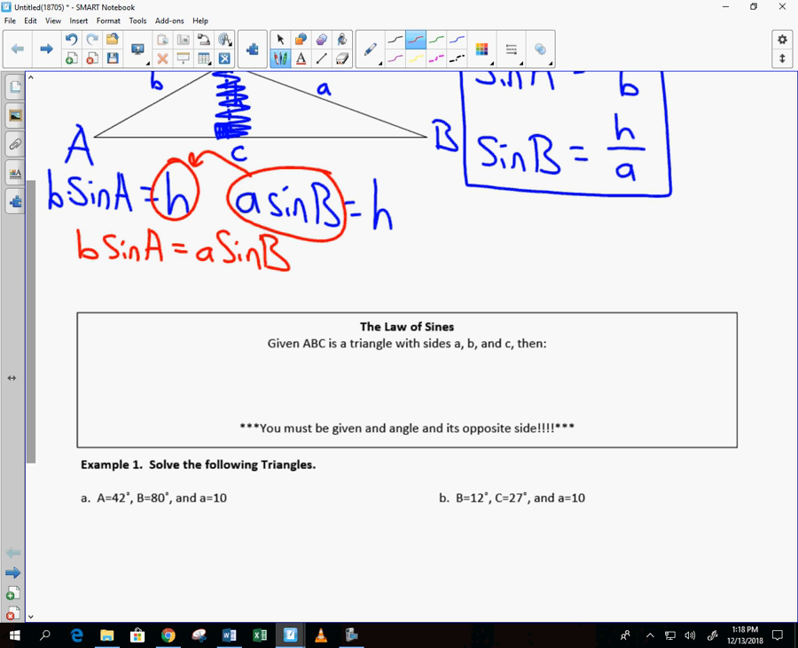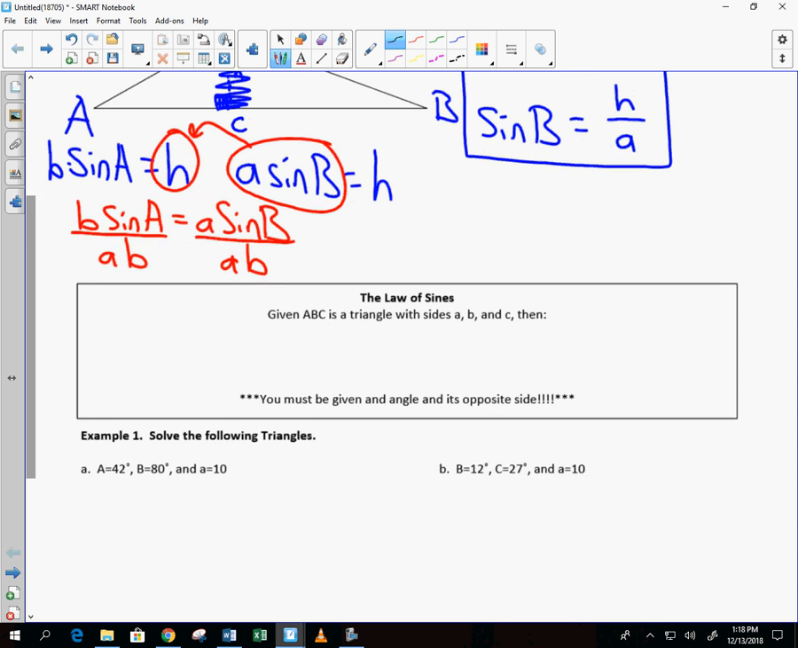I'm going to do one last thing. In math, as long as you do something to one side, you just have to do it to the other side, right? So I'm going to divide this side by AB, and I'll divide the other side by AB. If I divide this side by AB, what happens? What cancels? The B's cancel. What happens over here? And so if you look at my formula, the formula says sine of A over A, or sine of angle A over side A, is equal to sine of angle B over side B.